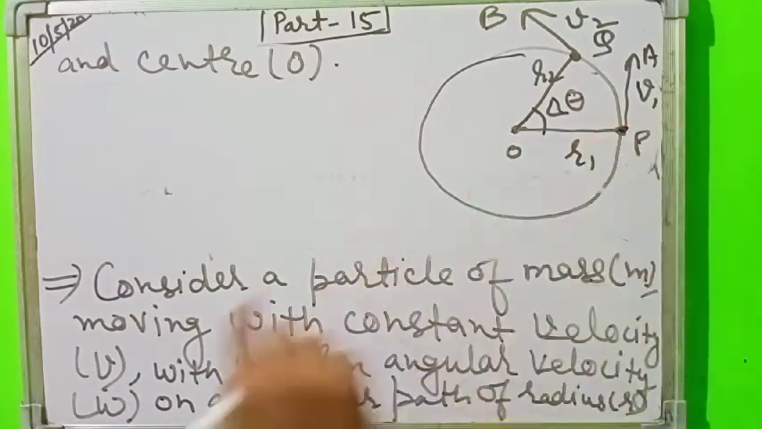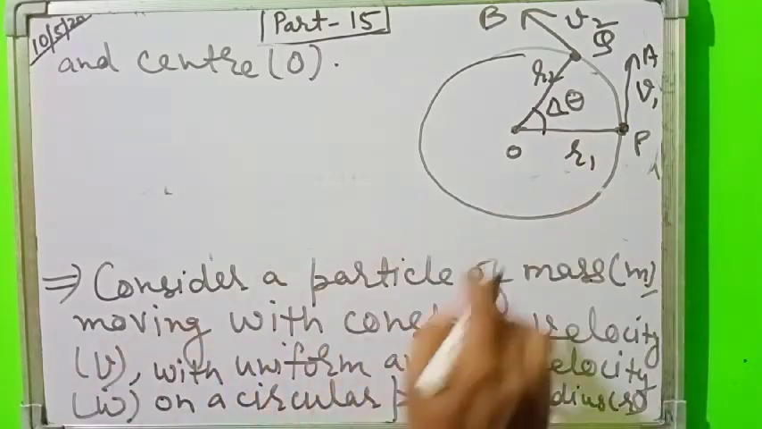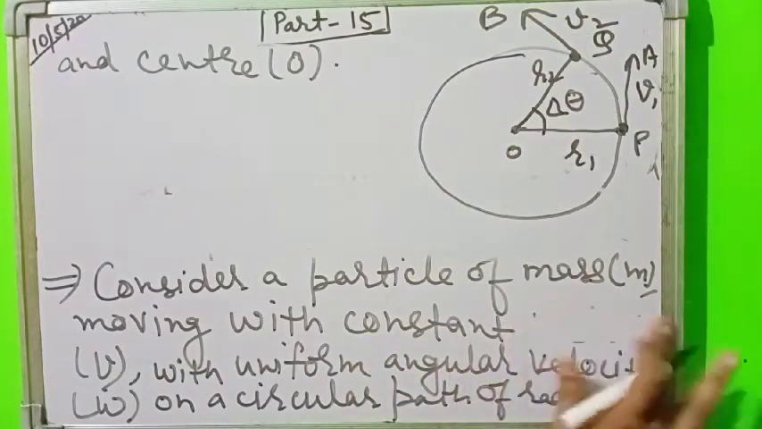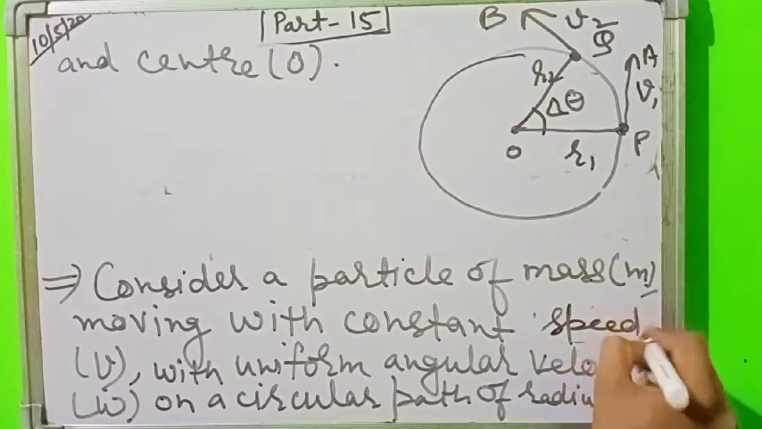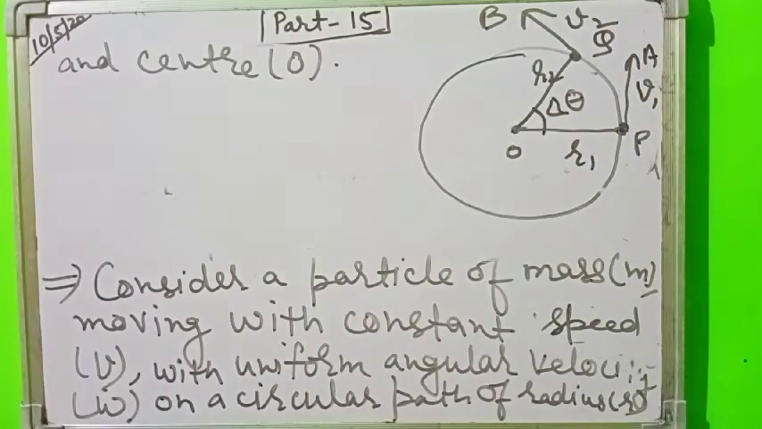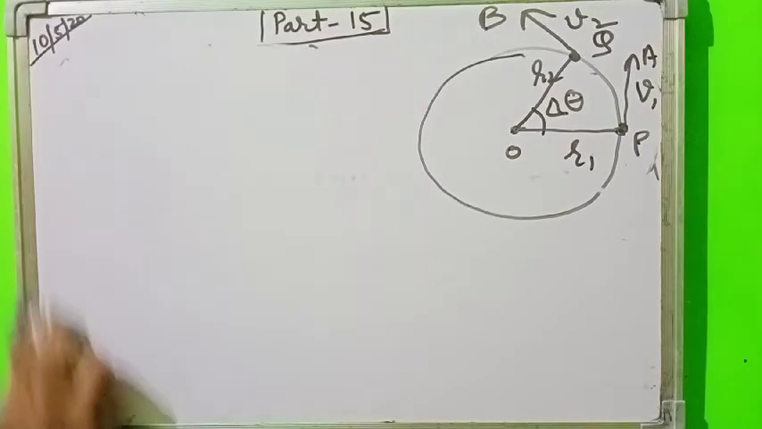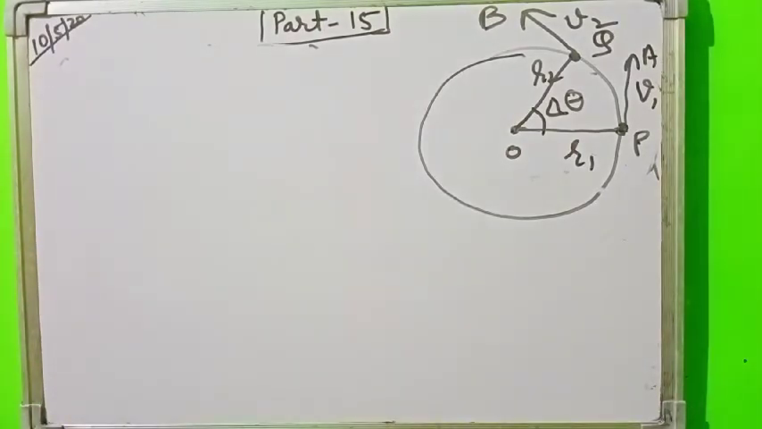So we consider a particle of mass m moving with constant velocity v. The speed is the same, constant speed, but since the direction is changing, the velocity is changing. It moves with uniform angular velocity omega, the rate of change of delta theta upon delta t, on a circular path of radius r, and the center of the circular path is O. So this is about the circular path. Now look at the derivation section.